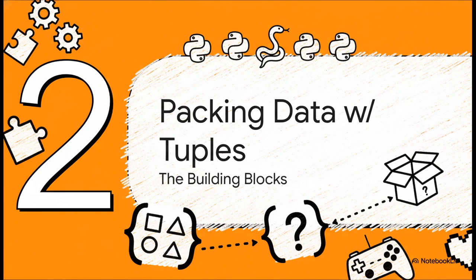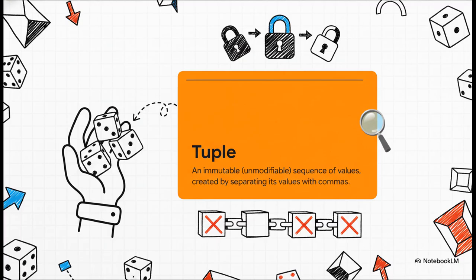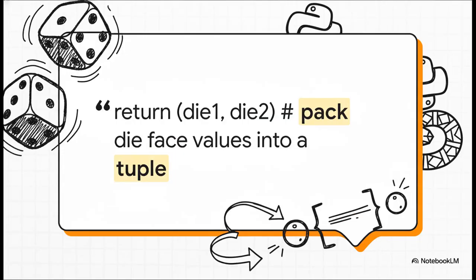We know the rules. So let's start looking at the Python building blocks we're going to use to actually build this game. And one of the most important tools in this script is something called a tuple. So what is a tuple? Well, you can think of it as a simple container that holds a fixed sequence of items. And the key word here is immutable. It's just a fancy way of saying that once you create a tuple, you can't change what's inside it. It's locked in. This makes them absolutely perfect for storing things that shouldn't change, like, say, the result of a dice roll.